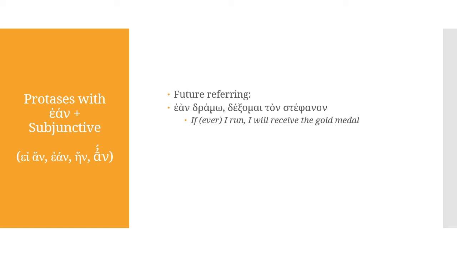This combination is typically or variously called future more vivid, prospective, third-class conditional. The fulfillment is reasonably possible within a range from likely to hypothetical, but it's not as extreme as the optative, if possibly I ever run, and it's not as neutral as if I run. Often it's a question of who will fulfill the condition or when will it be fulfilled.